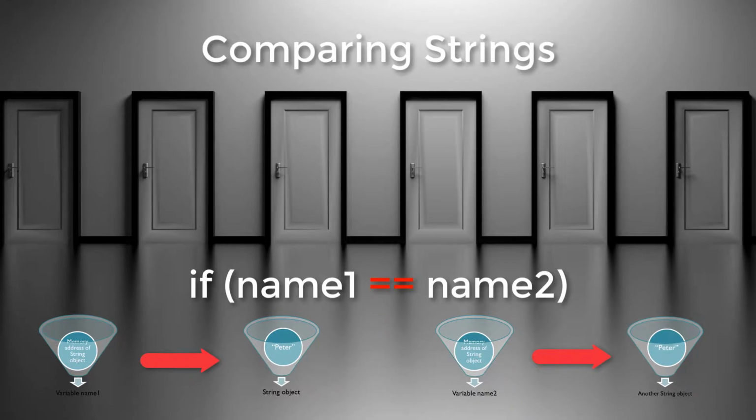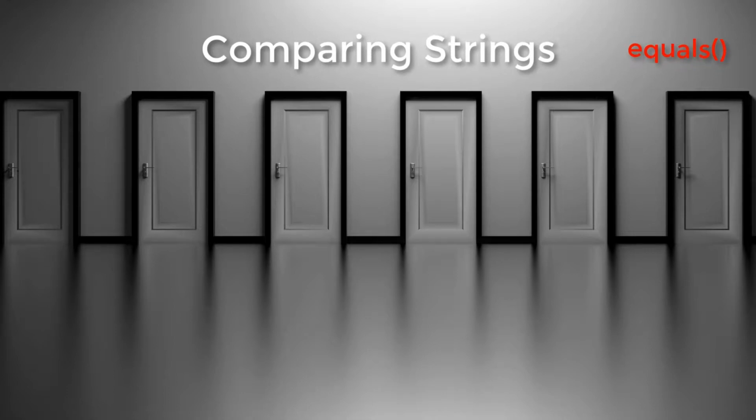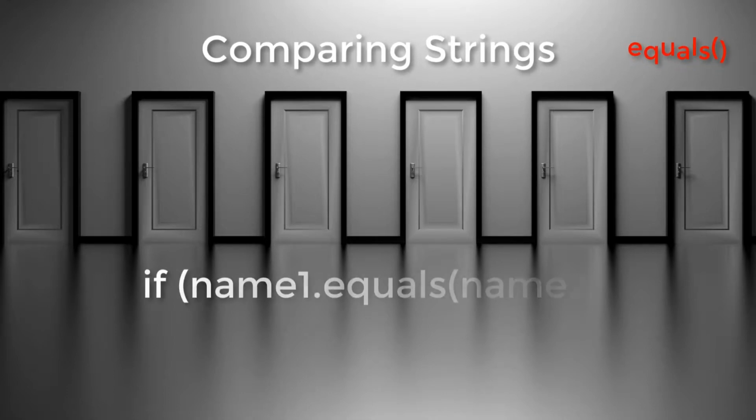So how then do we compare strings? Because strings are objects, we have some useful methods that we can use to compare strings. The first method is the equals method. Now look at the following example. If name1.equals(name2). Here we use the equals method on the string called name1, and we compare name1 with name2. In this case, the equals method compares every single character of the text in name1 with the text in name2. If every single character is the same, the equals method will return true. In this case, the if statement will return true. So this is one way of comparing strings.